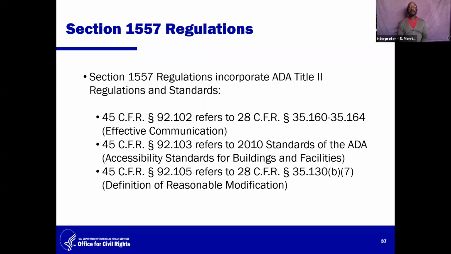So Section 1557 regulations incorporate Title II regulations and standards by reference. And as Deb noted, our final rule was updated this week or last week; it became effective on August 18th. So some of the citations have recently changed. If you are familiar with them, make sure that you're using the most recent citations as the numbers have changed. These are the most recent numbers.